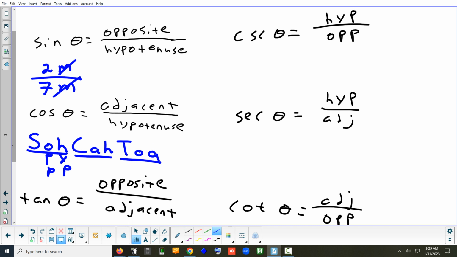Now, to remember those, I don't remember them directly. I just remember the three on the left, and then I remember, okay, the other ones are just what you get when you flip them. Because if you try to make up a word with these, it doesn't work quite as nicely.